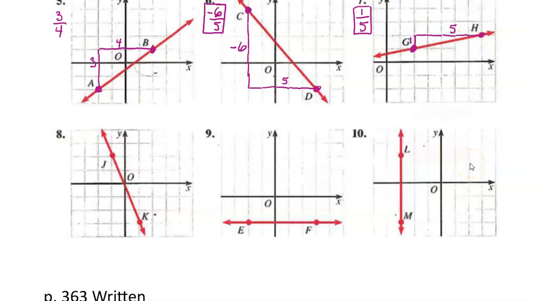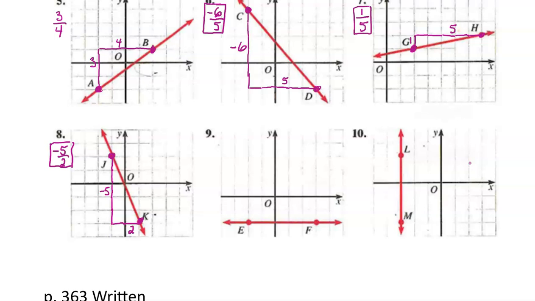Number 8. Which point is further to the left? That's your first point. That's point J. The other point is point K. Travel from J to K, finding the vertical change and the horizontal change. 1, 2, 3, 4, 5 units down. That's negative 5. Now run to the right. 1, 2. As a fraction, negative 5 over 2.